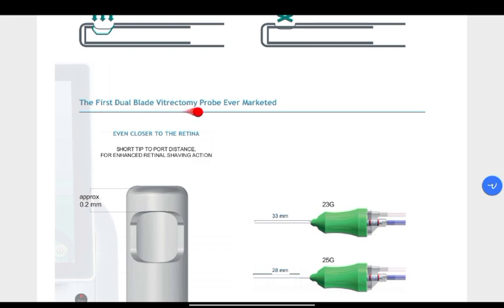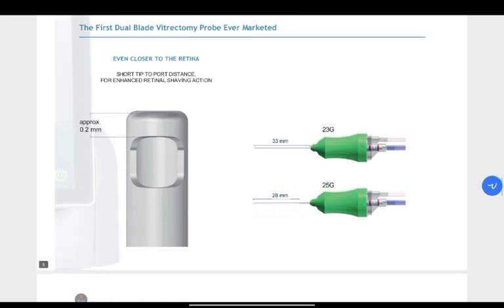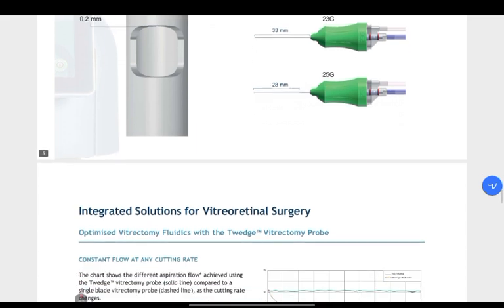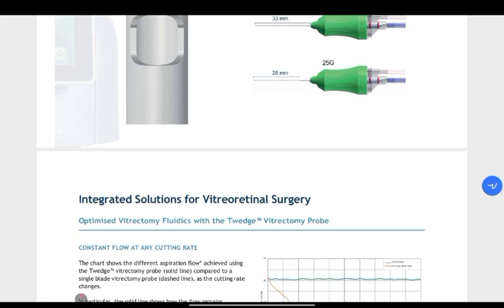First dual blade vitrectomy probe ever marketed, even close to retina. Short tips for distance and enhanced retinal safety action. So you can see the 23 gauge, 25 gauge with 33 mm diameter and 28 mm diameter. So this is the integrated solution for vitreoretinal surgery.